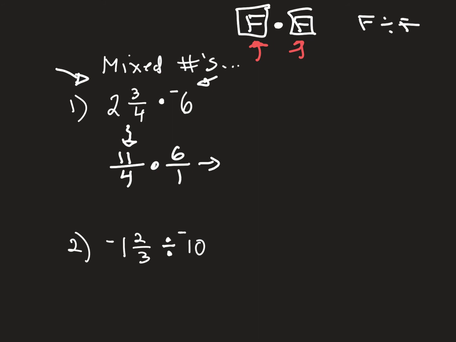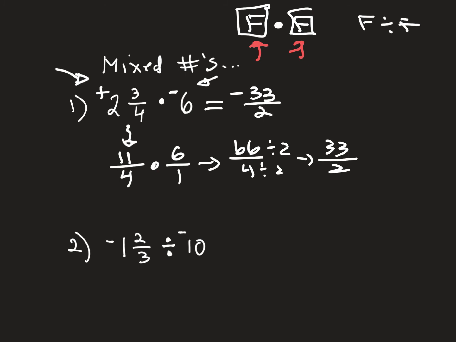the numerators. 11 times 6 is 66, and 4 times 1 is 4, and we should always reduce, and that gives me 33/2. So my final answer, because I'm multiplying a positive times a negative, would be a negative 33/2, or you can write that as negative 16 1/2. Do you see how big the numbers got?